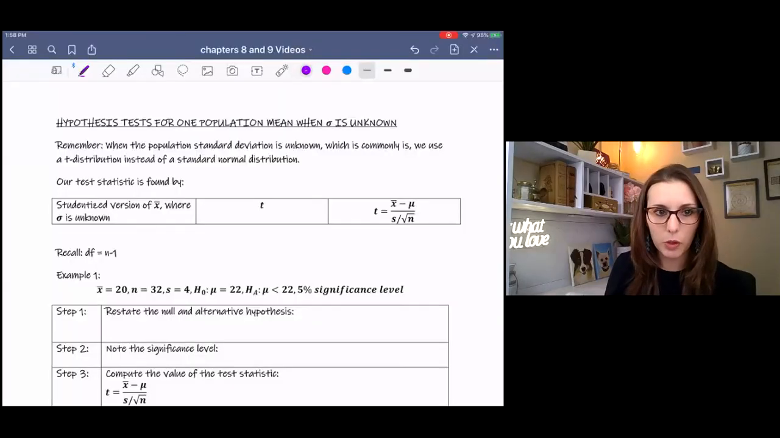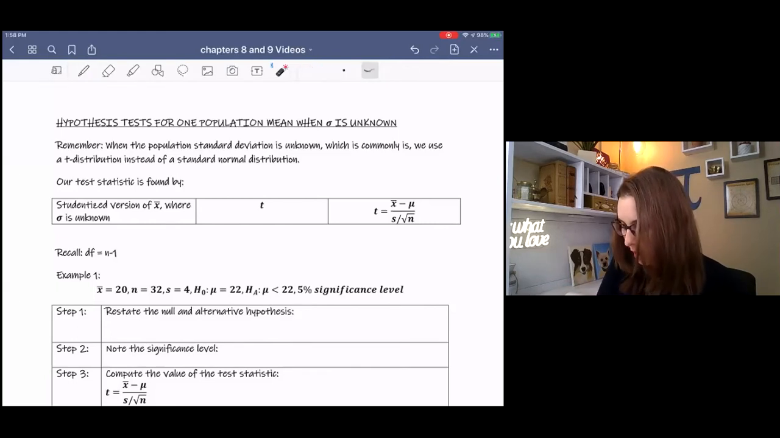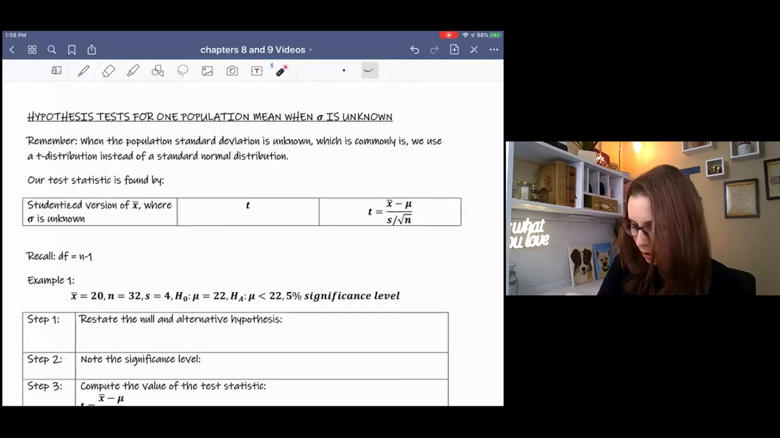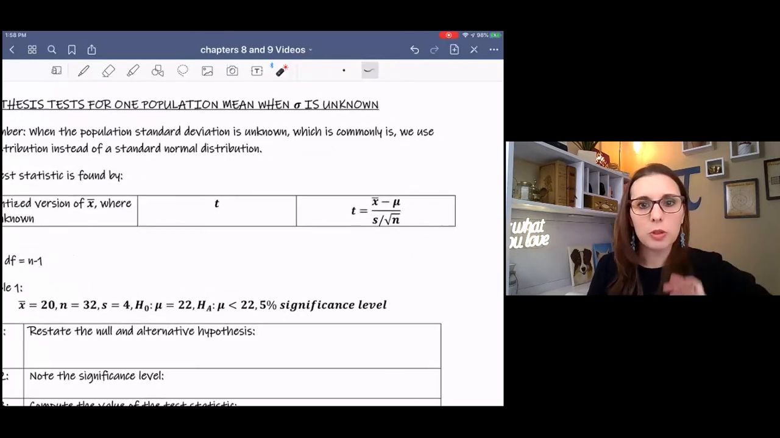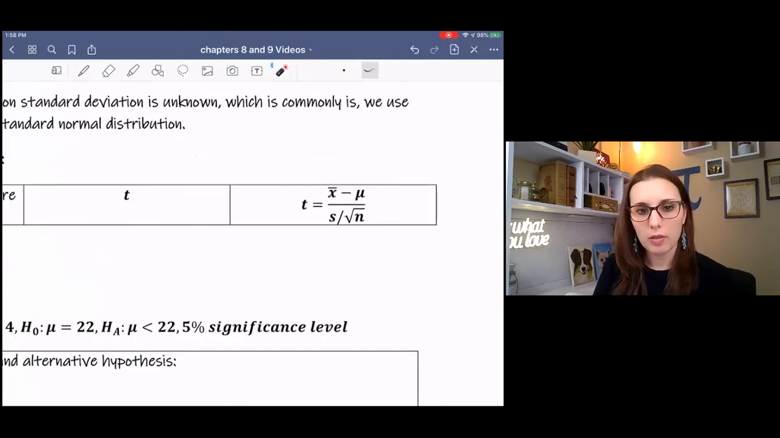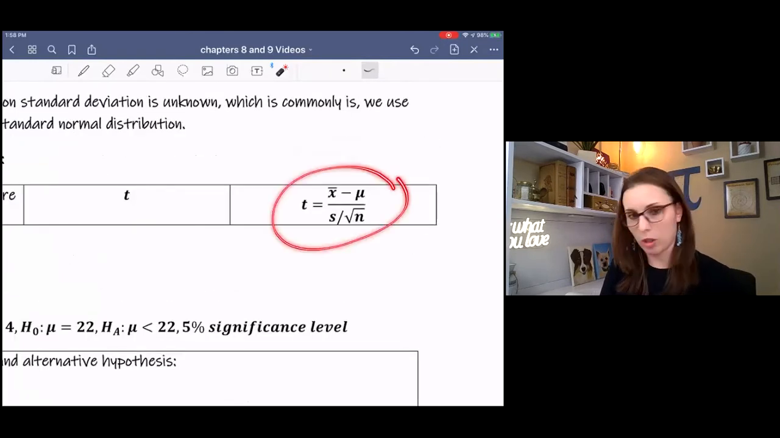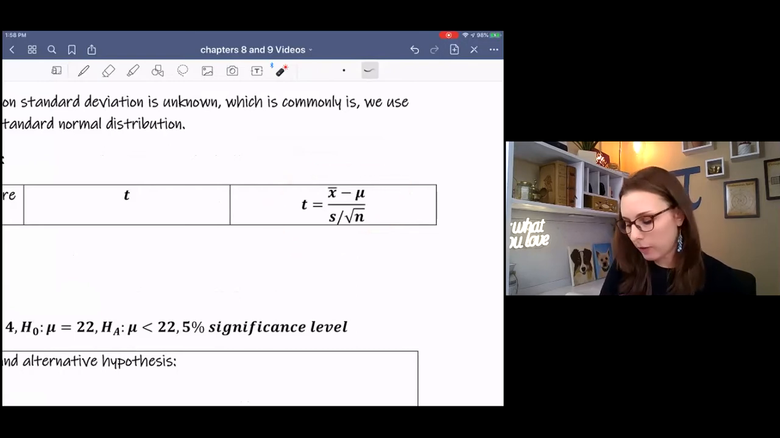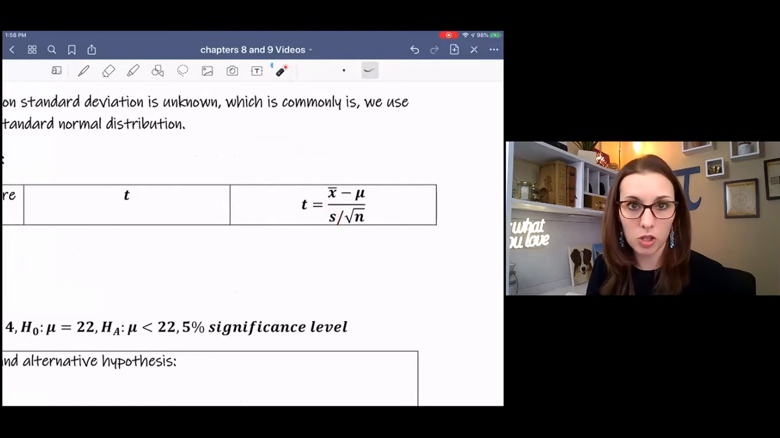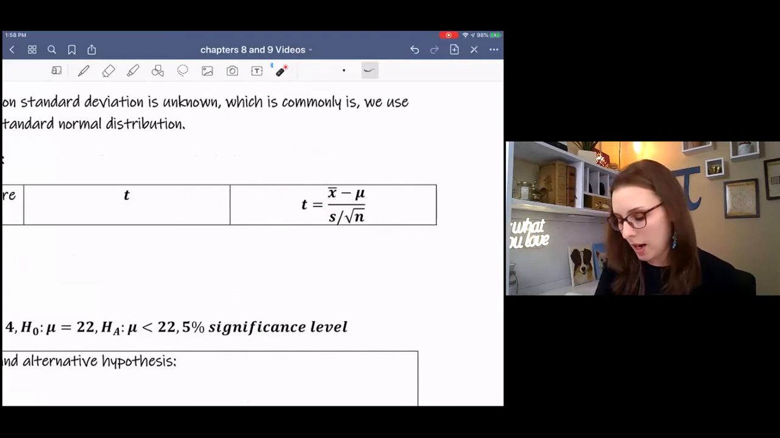Now I have a little review up here at the top of how to find a t-score. And it's very similar, you'll see, very similar to the z-score. The only difference is we don't have sigma, which is the population standard deviation. We instead have the sample standard deviation, and the symbol for that is s. So this is the formula used instead.